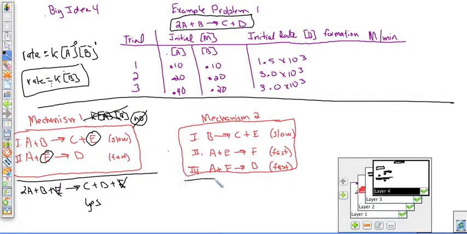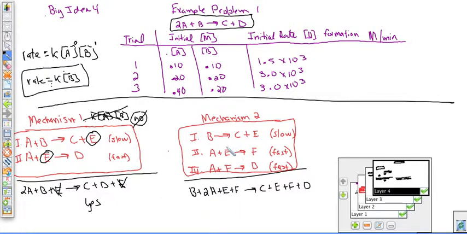But let's go ahead and try this mechanism too. But we have been able to, from the data, eliminate this as a possible mechanism. So for this mechanism here, let's go ahead and add these all up. I've got a B plus two A's, I'm just adding up all my reactants, plus an E, plus an F, and then that's going to go to the other side. So I've got a C, plus an E, plus an F, plus a D.